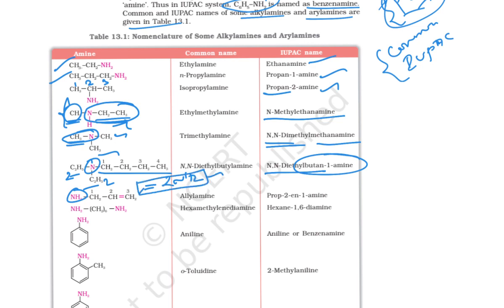If you want to learn more about this, go and watch the video General Principles of Organic Chemistry. In that, IUPAC is there and I clearly explained it. So this is going to be prop-2-en-1-amine.